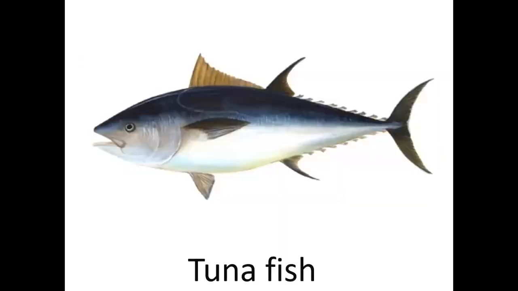Examples of them are tuna fish, for example, salmon fish, except, of course, we have some exceptions like the dolphins and the whales. Those two are considered mammals, although they live underwater, because they have all the other things. They breathe through their lungs, they give birth, and they feed their babies milk.